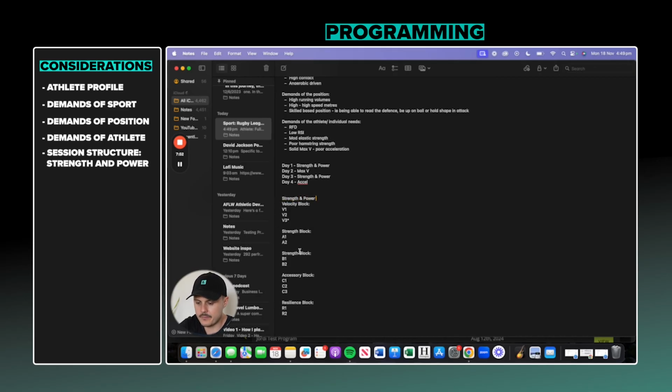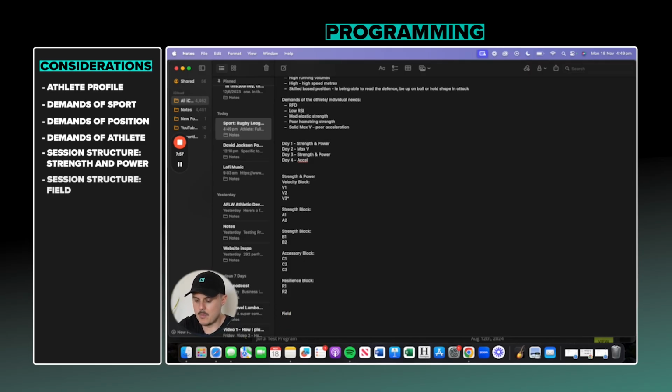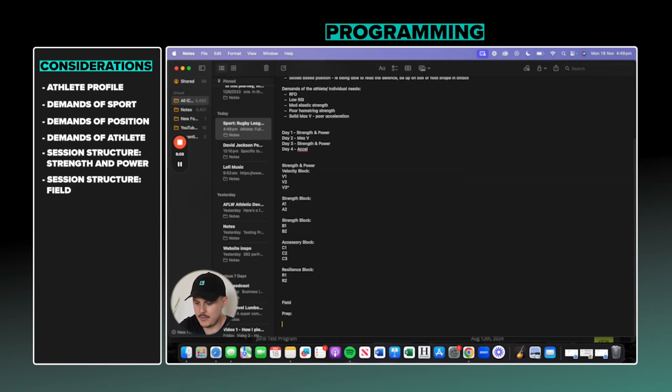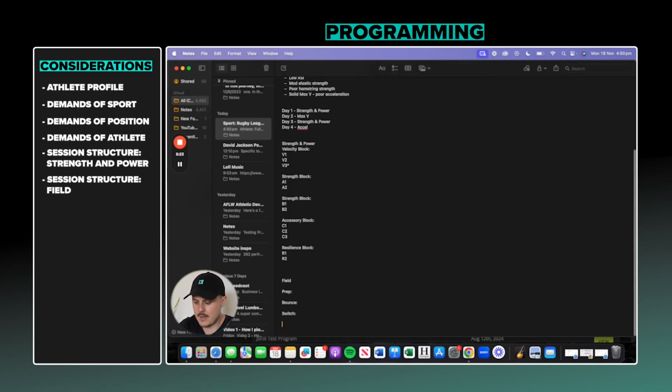So that is for our strength and power. And then for on field, somewhat similar, but we like to use different drill streams or different categories. So we have our prep, which is usually individualized, but we can get to that after. We have our bounce category. Here our bounce is essentially designed to just be nice and elastic. How well do we interact with the ground underneath us? Our switch category and our cycle/projection category.